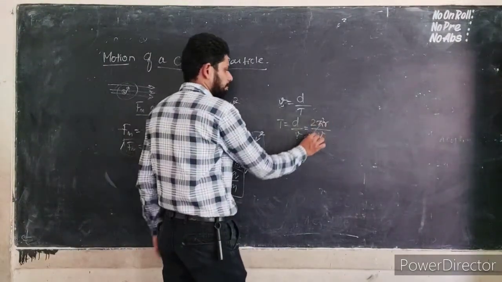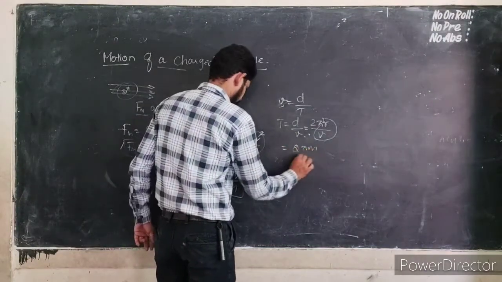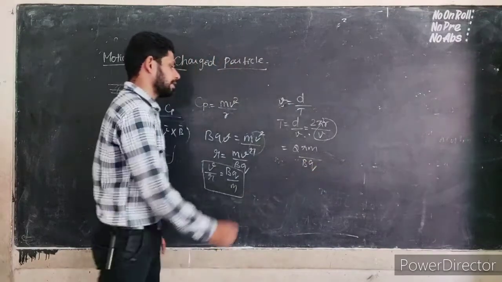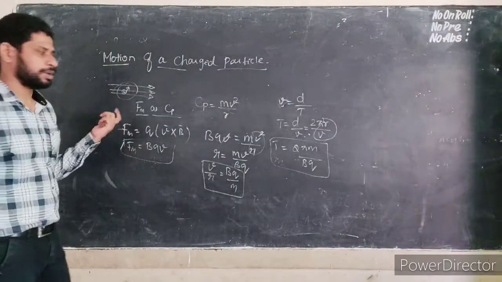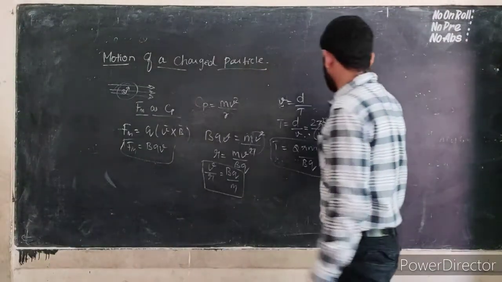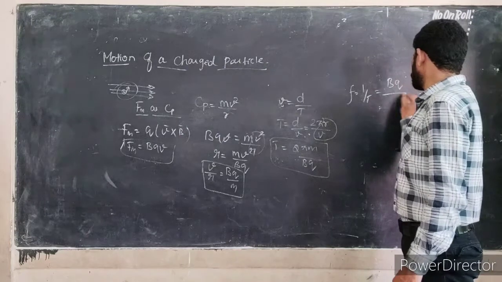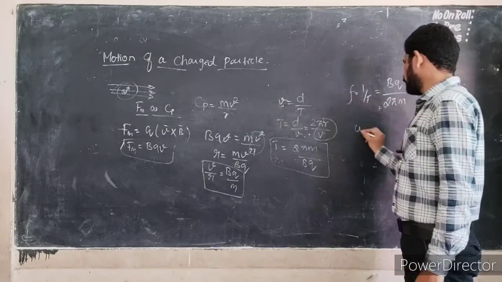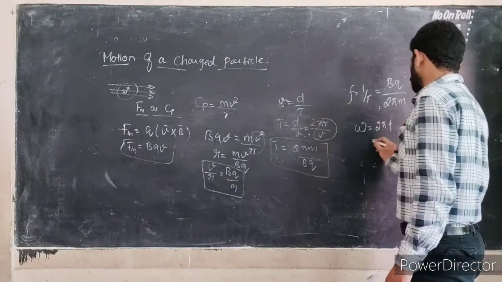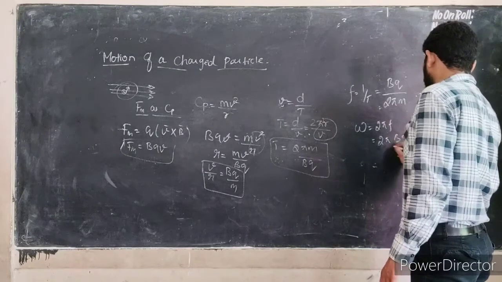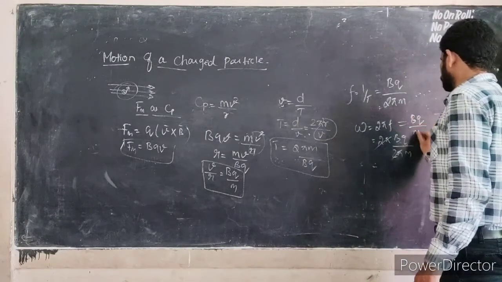Substituting r equals mv by qB, we get 2 pi m by qB. This is the time taken by the particle to complete one circular motion. Now, what is the frequency of that particle? f equals 1 by t, which is qB by 2 pi m. So the angular frequency or angular velocity omega is 2 pi times qB by 2 pi m, which is qB by m.